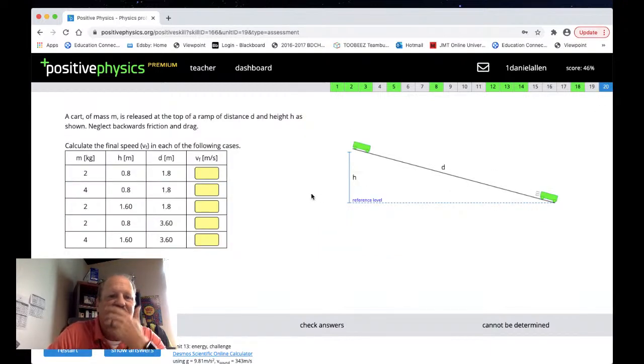Okay, now this is another one that's really kind of cool because the mass doesn't matter. The height is the only change. So the V final at the bottom is going to be equal to the square root of 2gh. 2 times g is 19.62. So 2g times h, and then take the square root of that. So 19.62 times this height, take the square root of the whole thing, and that'll go here. Okay? Well, I hope that works out for you.